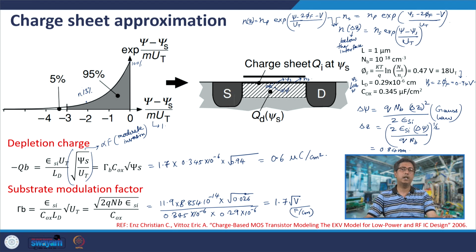So, that shows that the charge sheet approximation is quite valid, because this 1 nanometer is negligible compared to the depletion region's width. It occupies a negligible part of the depletion region as you move vertically below the interface. So, today we have discussed the charge sheet approximation and why it is valid and why we can use it in our further work. Thank you.